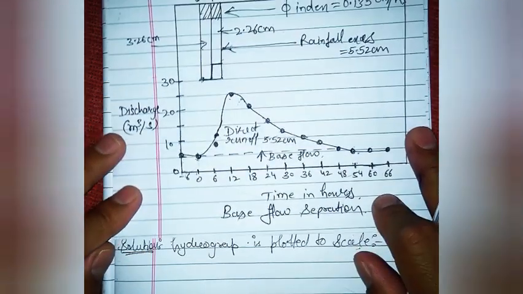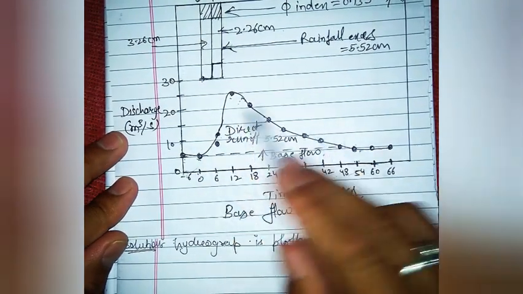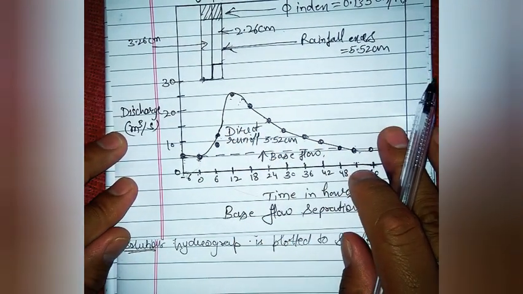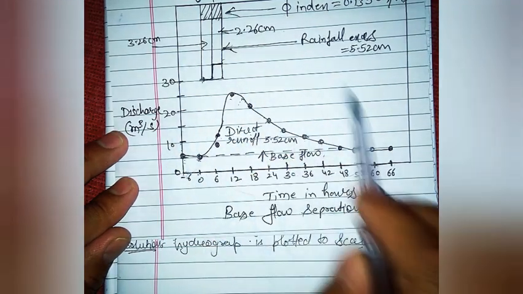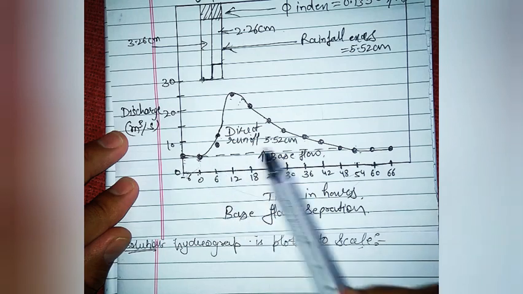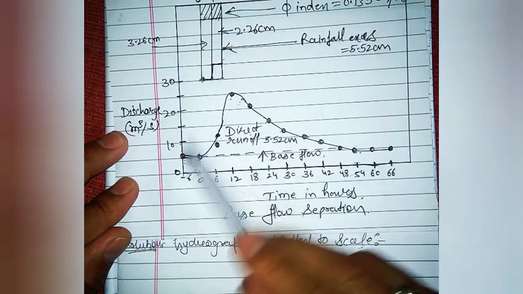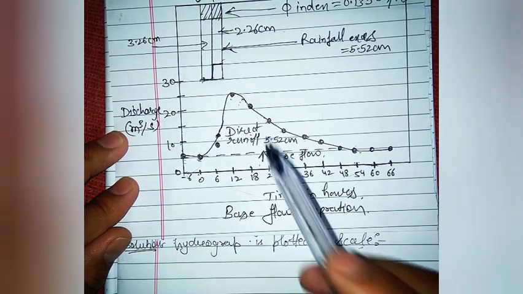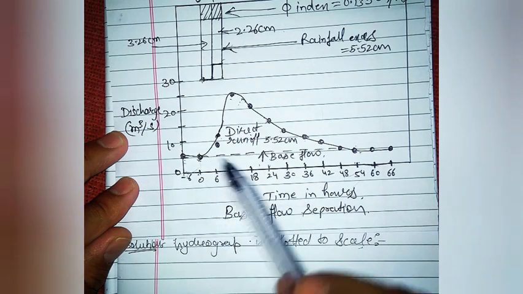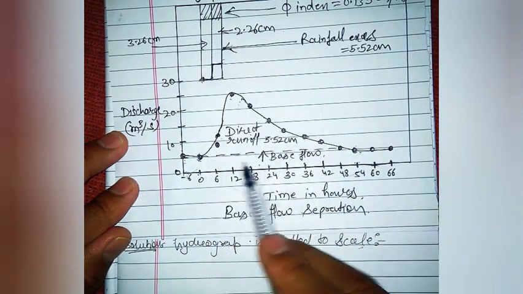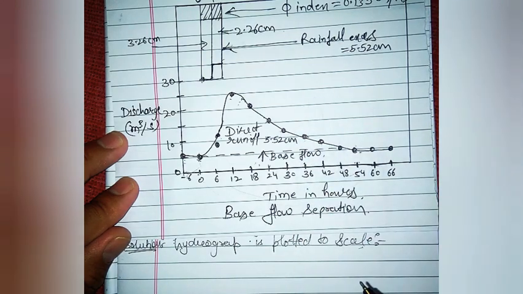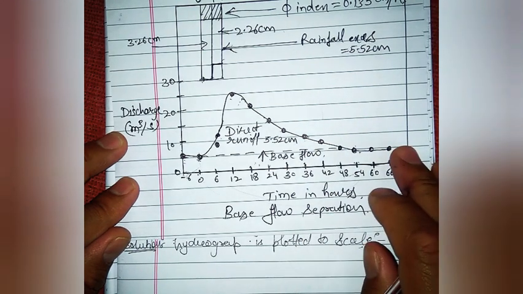So we have plotted the hydrograph like this. Now we need to calculate. This is your total hydrograph, and we have the base flow in this hydrograph right now. We don't know where the separation point is, so we want to separate the base flow from the direct runoff.